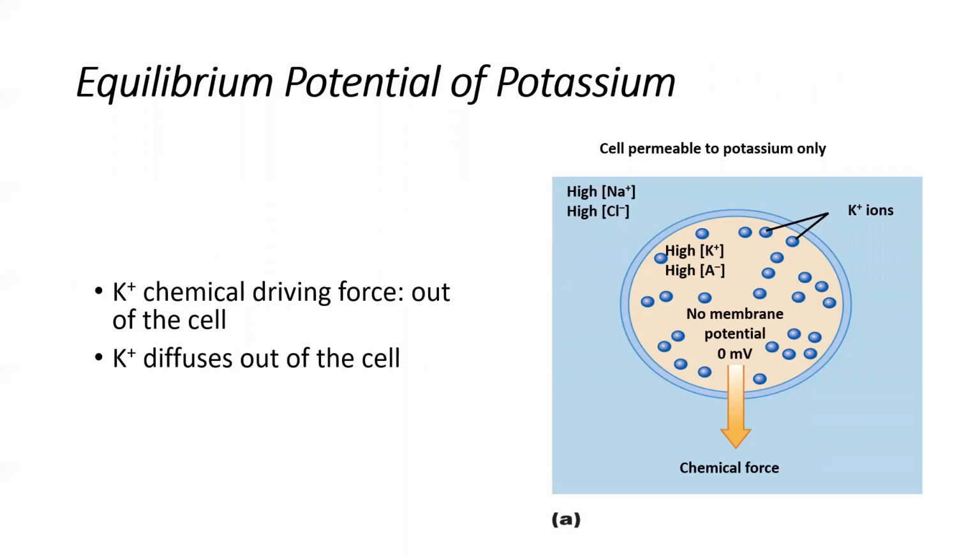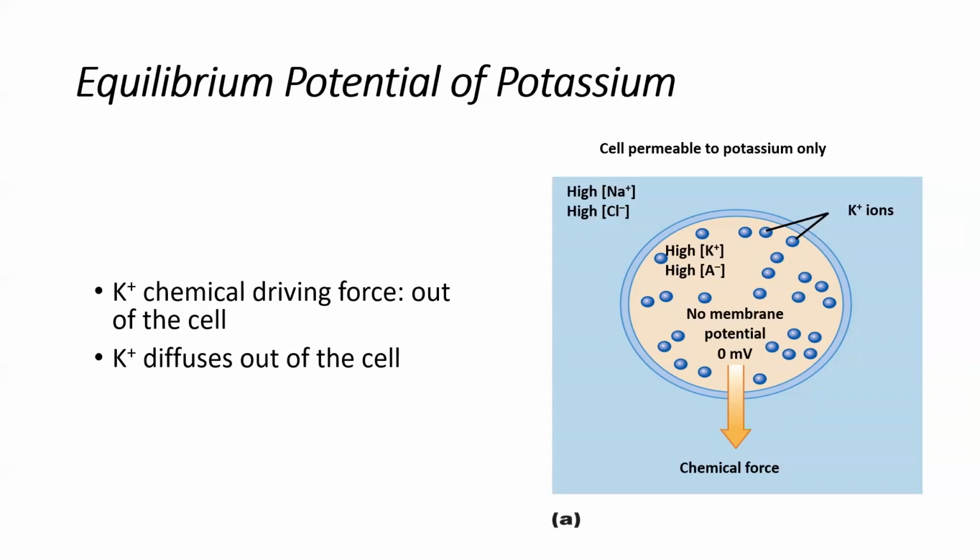Going to speak about a hypothetical cell to start, and we're going to look at our ions in question individually. So we're going to start by looking at potassium, what happens with potassium. So we're going to take a neuron that only has the movement of potassium. Okay, now this is not what happens in our physiology.